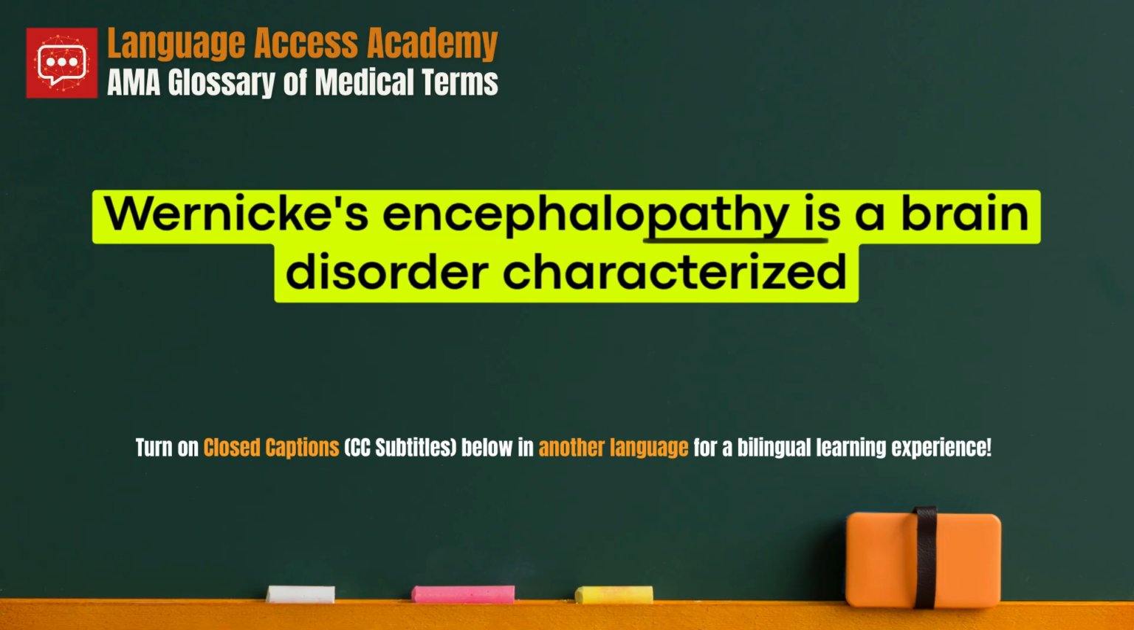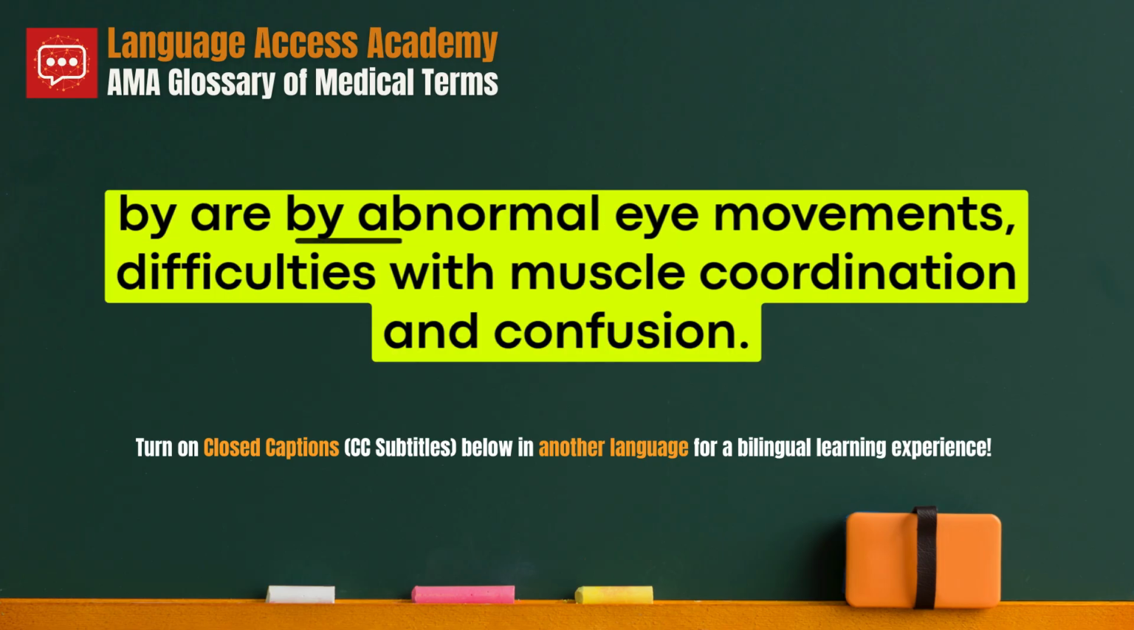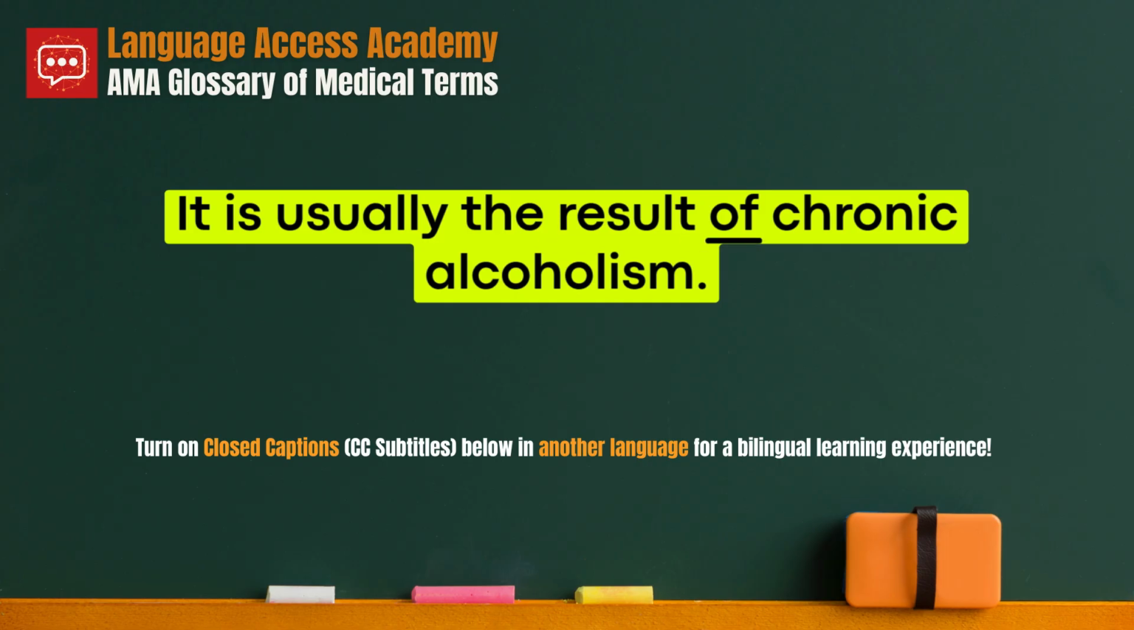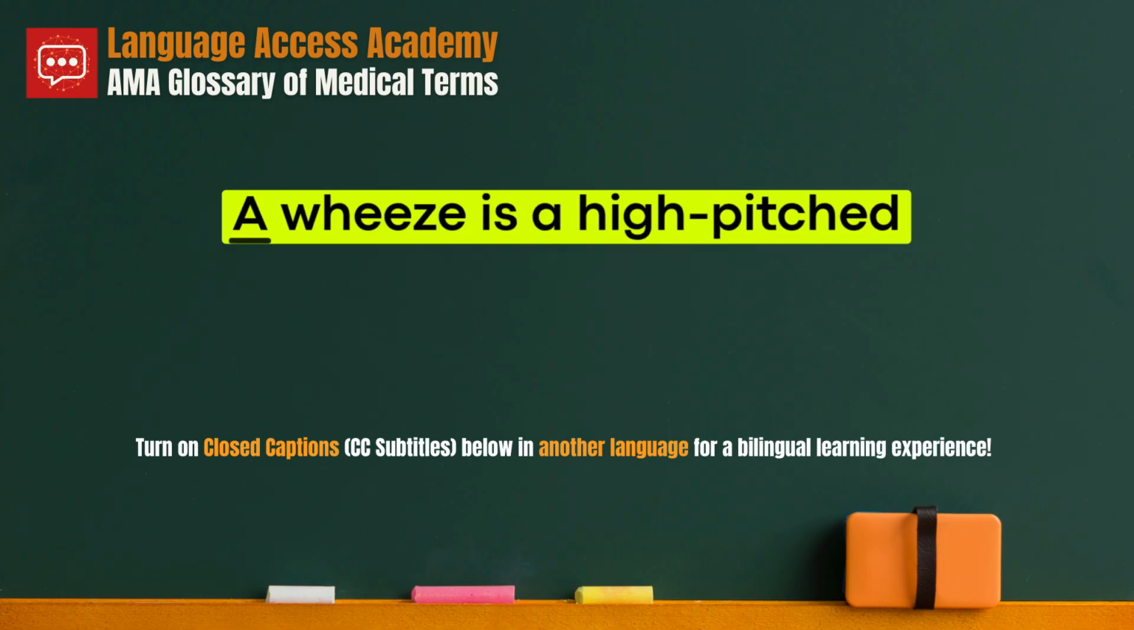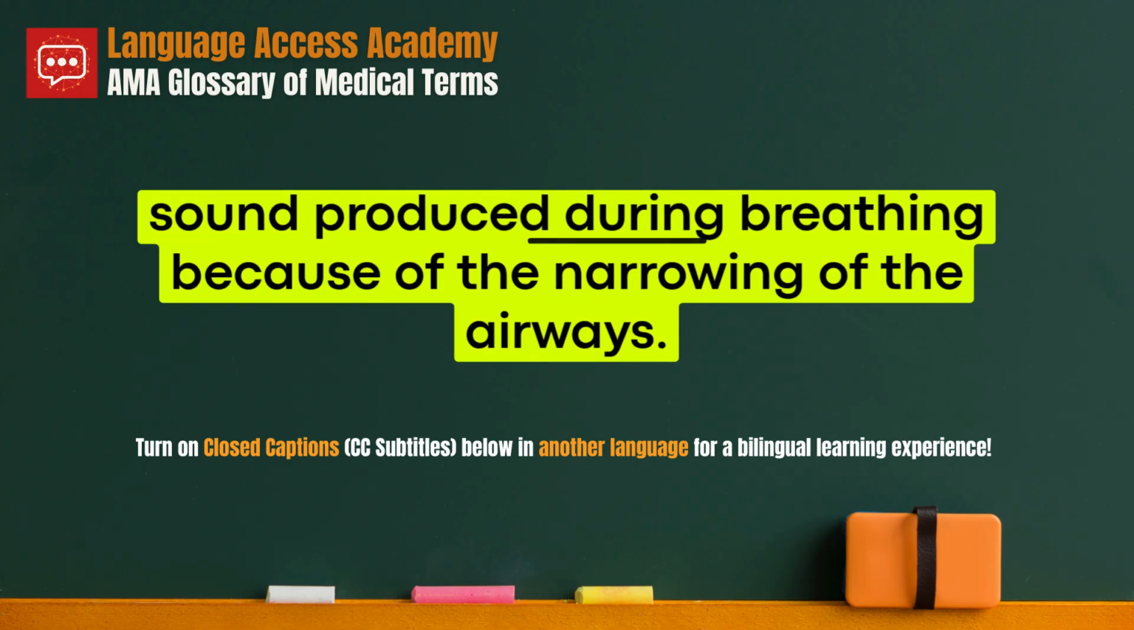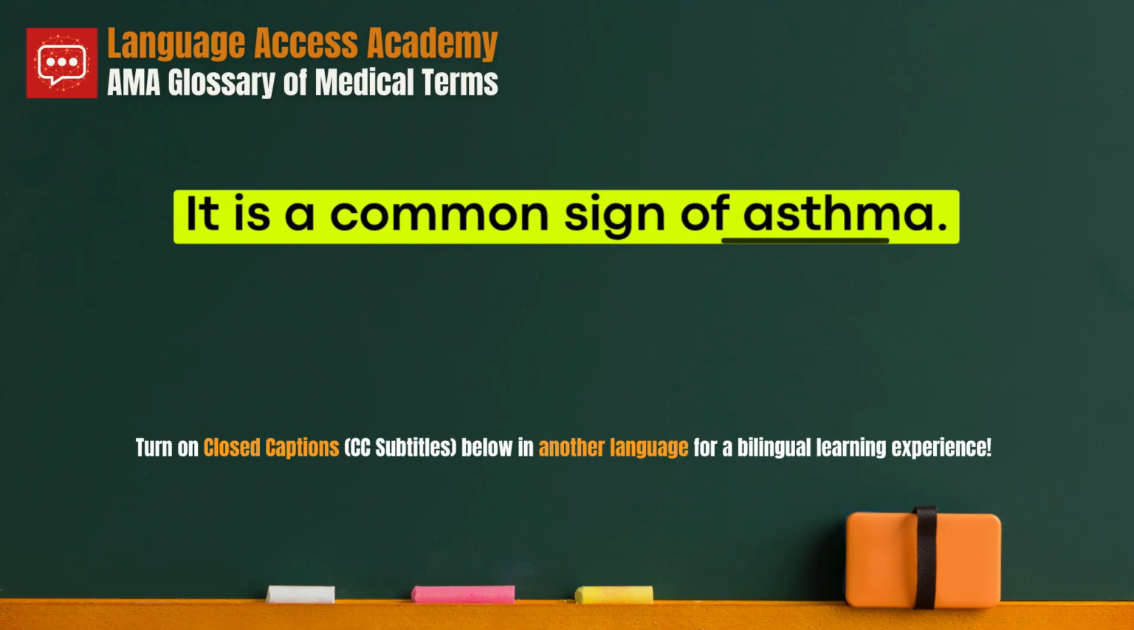Wernicke's encephalopathy is a brain disorder characterized by abnormal eye movements, difficulties with muscle coordination, and confusion. It is usually the result of chronic alcoholism. A wheeze is a high-pitched sound produced during breathing because of the narrowing of the airways. It is a common sign of asthma.